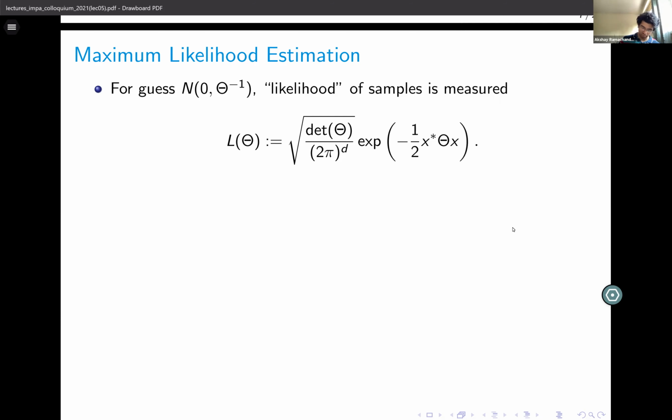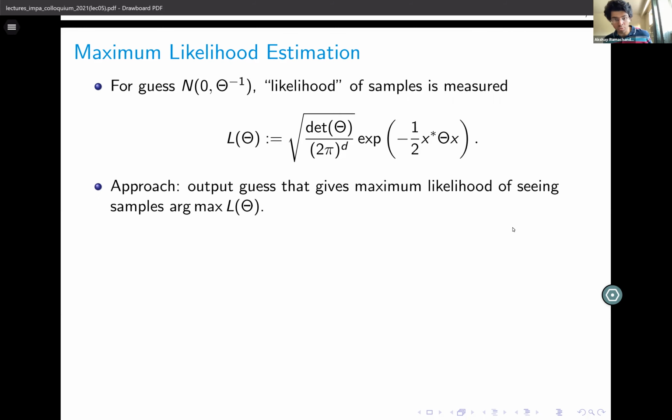With that intuition in mind, if you have a bunch of samples and you don't know what the true distribution is, you can measure the likelihood that the samples came from each candidate distribution and then output the guess that gives you the maximum likelihood. Remember, the likelihood is: if this was the true distribution, what's the probability of seeing your samples? You can optimize over all the possibilities and say, this is the distribution that I was most likely to have, based on my samples.